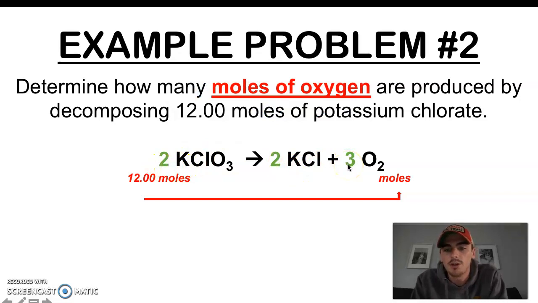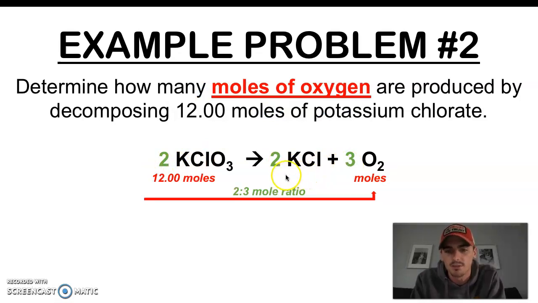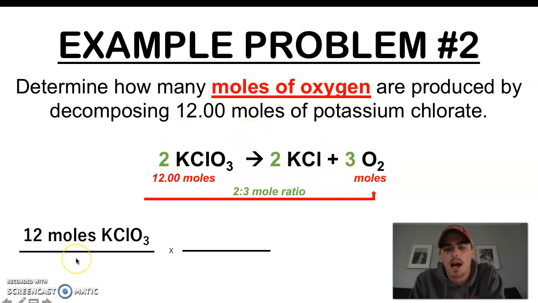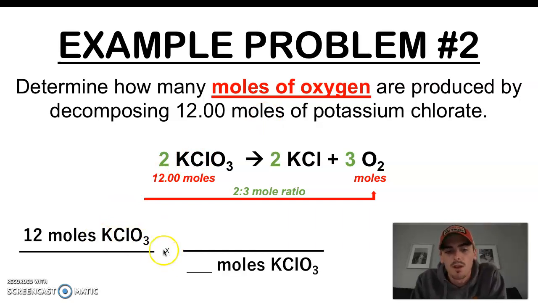So what I do is I always start with what I'm given. I'm just going to write down there's a 2 to 3 mole ratio. You don't have to write that, but that's my mole ratio step. I always start with what I'm given. I'm given 12 moles of potassium chlorate. I know according to my dimensional analysis that I want to cancel that out. So I don't know how I'm going to yet, but I know moles of potassium chlorate will cancel moles of potassium chlorate. So if I can, I want to get to oxygen, which is what the problem asked me to.